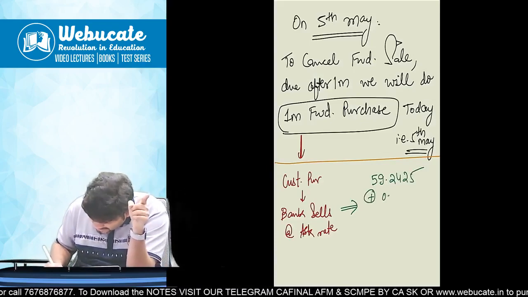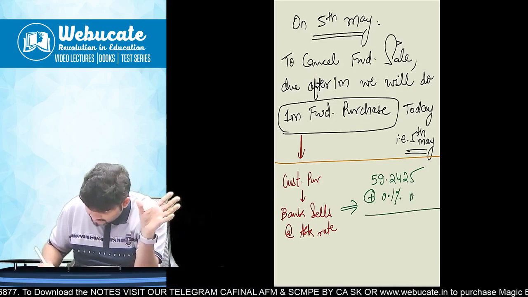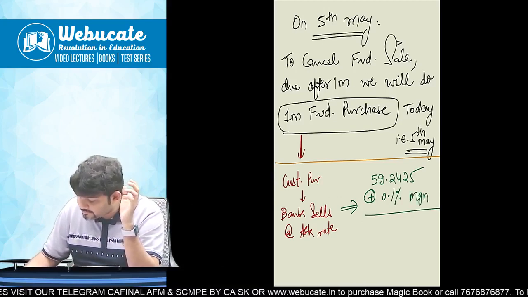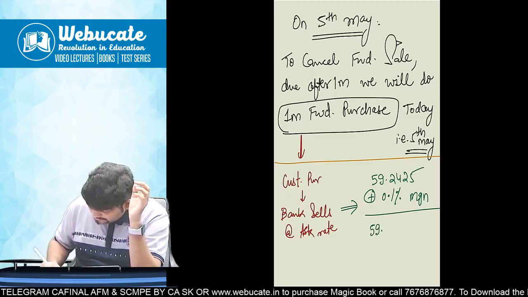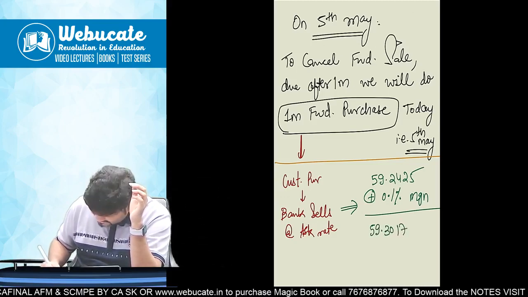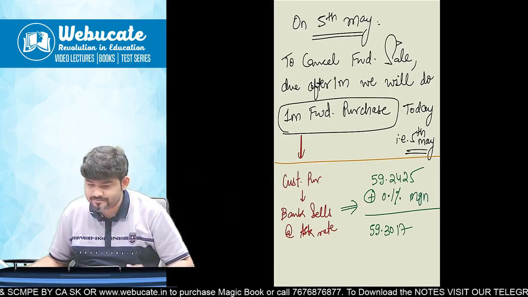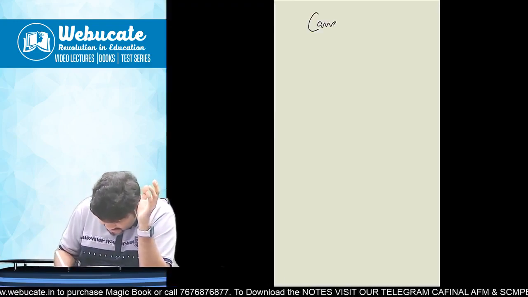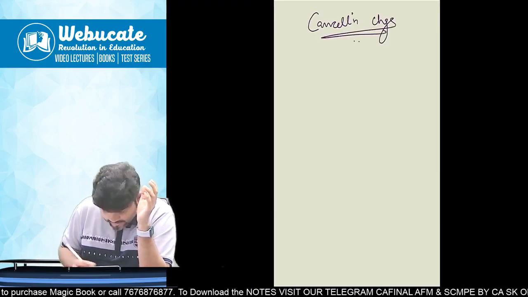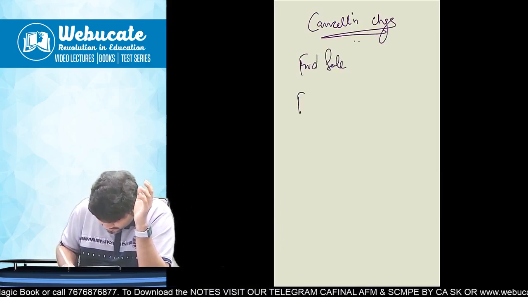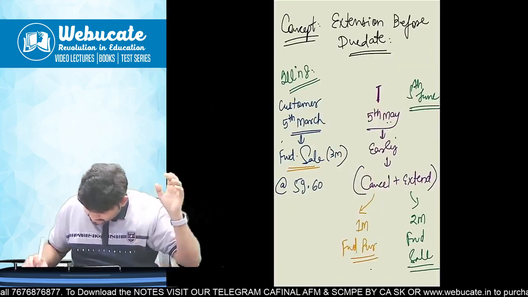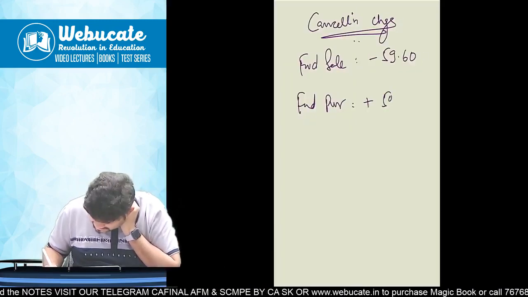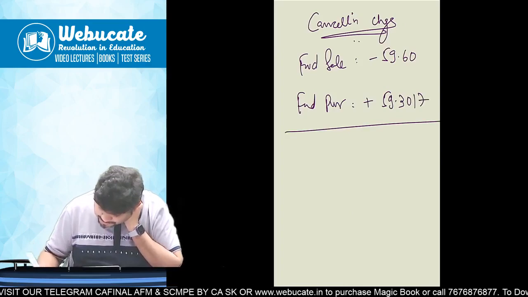Customer is purchasing at 0.1%. Life becomes so easy when concepts are clear, isn't it? So 59.2425 plus 0.1% is 59.3017. Deal clear. Now, what are the final charges that he had to pay? Cancellation charges, so to say. Forward sale, forward purchase. His sale was frozen at 59.6. His purchase now is at 59.3017. He has made a profit.